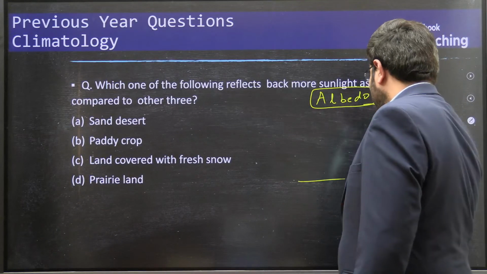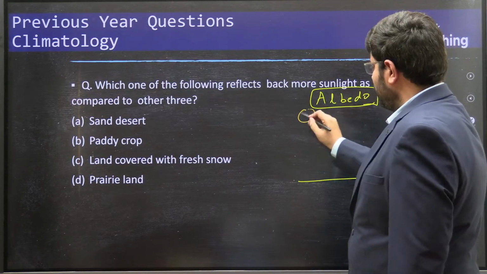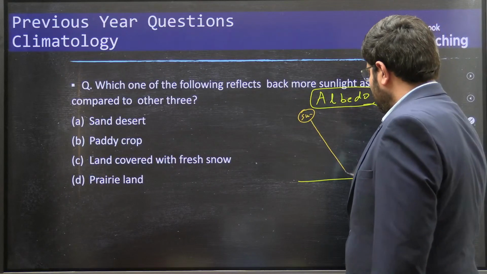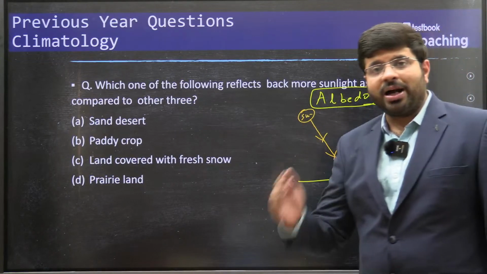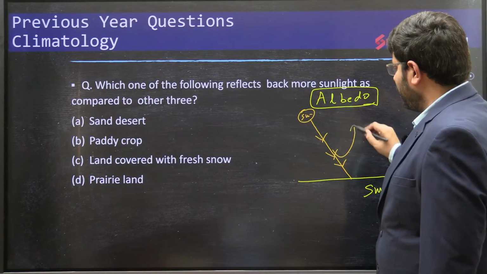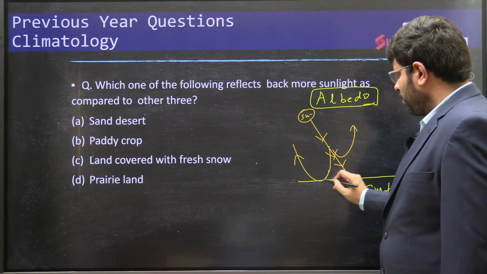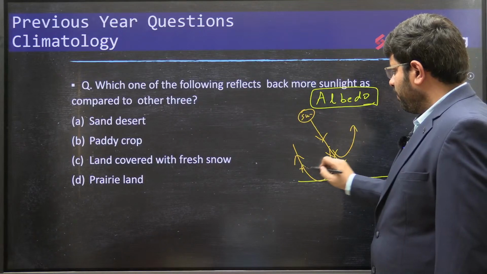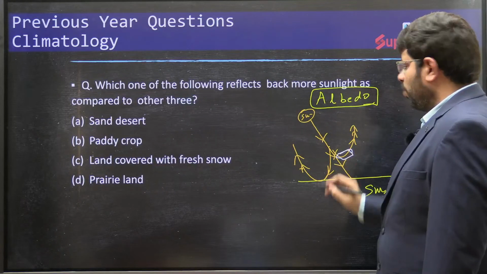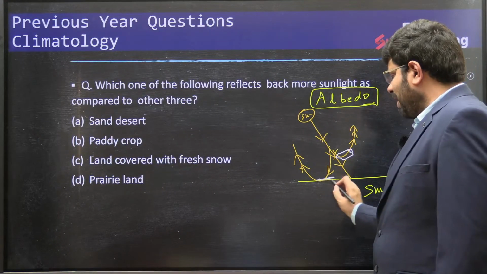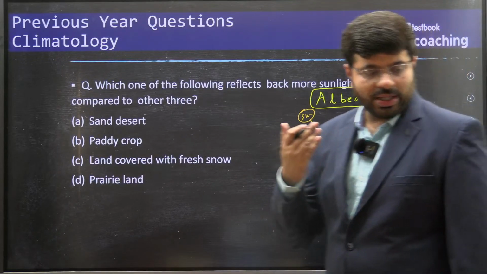Now, if this is the surface, we have just now seen it. We have the sun. The sun's energy is received at the surface. This is what is insolation. A certain part of this energy is reflected back by the Earth and the atmosphere system put together, right? So the atmosphere particles which are there, the clouds and all, the surface ice which we have and all, do reflect the incoming solar energy.